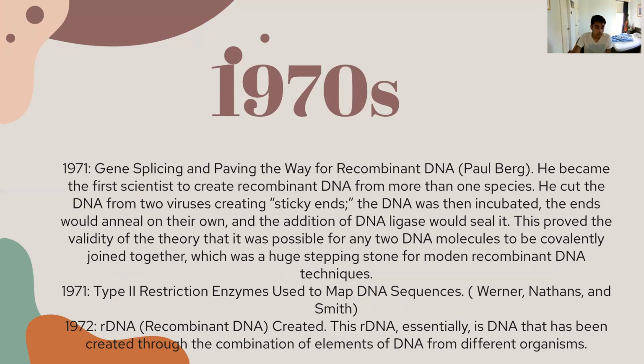In 1971, type 2 restriction enzymes were used to map some DNA sequences. In 1972, recombinant DNA was first created. It's DNA that's been created due to the combination of elements of DNA from different organisms. And this truly happened for the first time and was probably one of the biggest breaking points. The next slide.